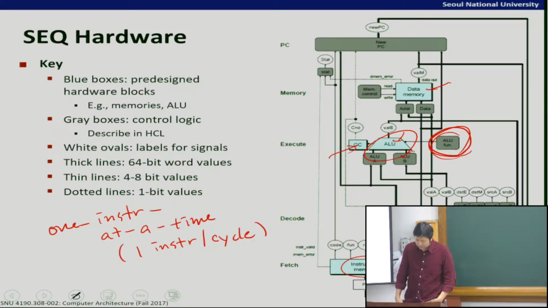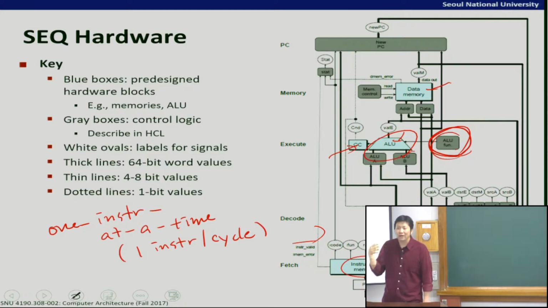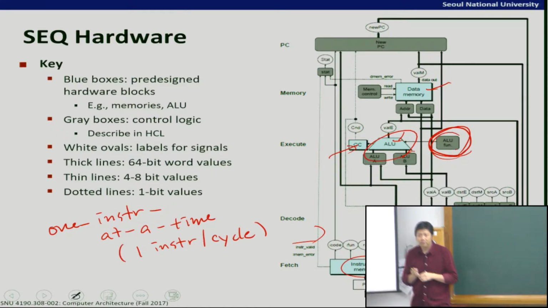And the white ovals are labels for signals. They are not really concrete hardware blocks, but a label for some signal. You can think of it as a wire in Verilog. If you have written any Verilog code, there is a construct called wire. A wire is not really any concrete logic or anything like that, it's just a line connecting these 2 points of the circuit. So you can think of it as the name of the wire.